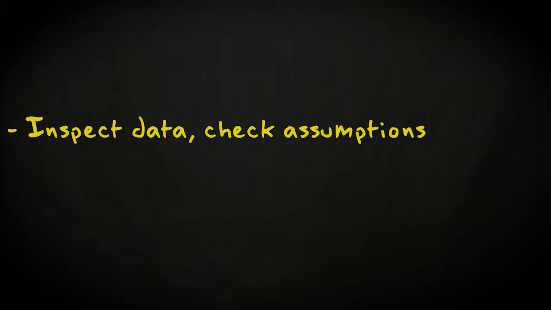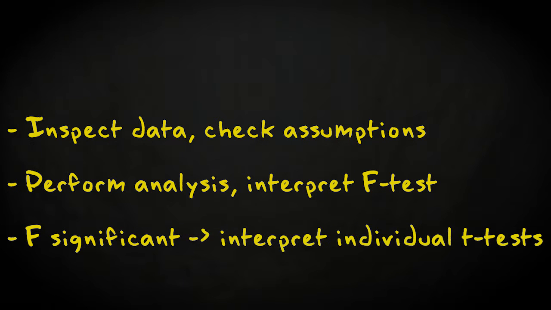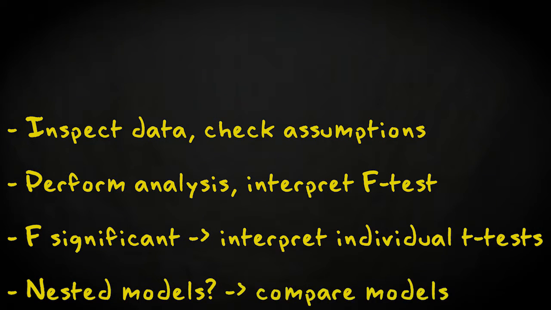We'll start with the example where we predicted popularity of cat videos, measured as number of page views, with the predictors cat age and hairiness, both rated on a scale from 0 to 10. The steps to performing multiple regression are as follows. First, we inspect the data and check assumptions. If they're met, we perform the analysis and interpret the overall test. If this is significant, we interpret the test for the individual regression coefficients. And finally, if we've specified several nested regression models, we compare them to see which model provides the best fit.